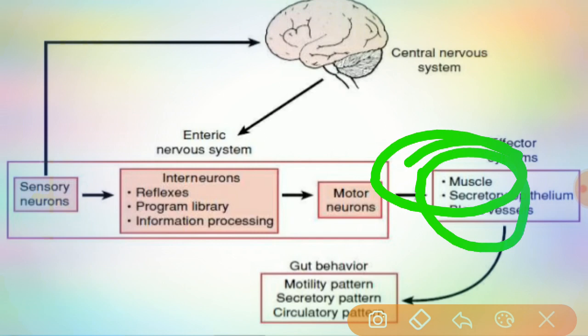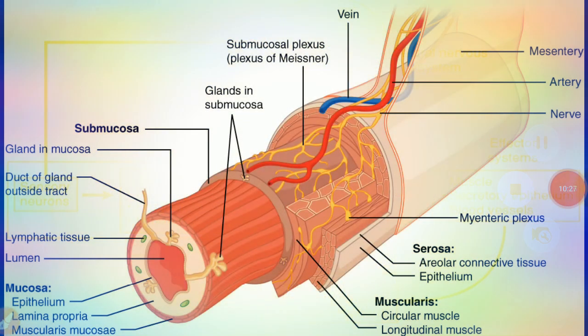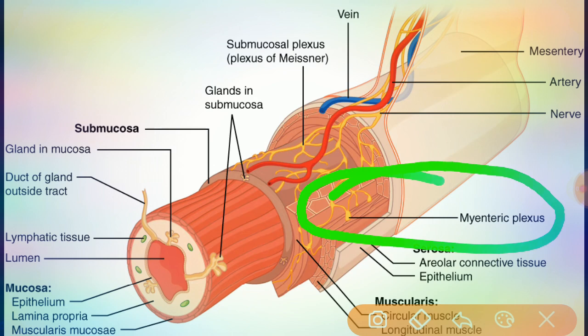This part of the enteric nervous system is mainly located between the longitudinal and the circular smooth muscle layers of the muscularis. We have seen the myenteric plexus. Where is the myenteric plexus located? It is located between the longitudinal and the circular smooth muscles of the muscularis.